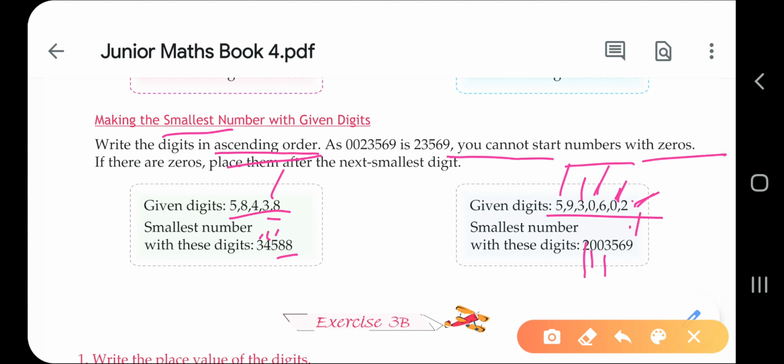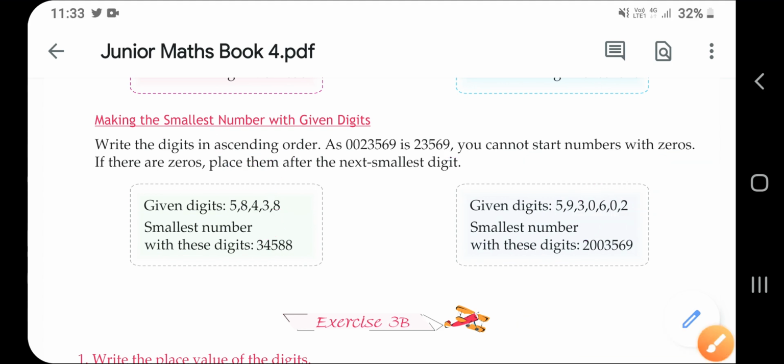So these are some rules for starting our exercise 3b.